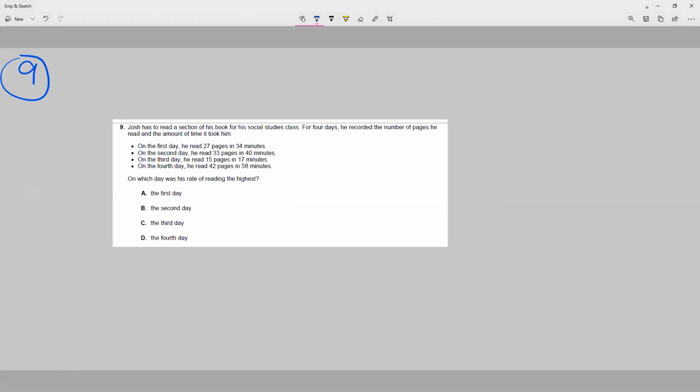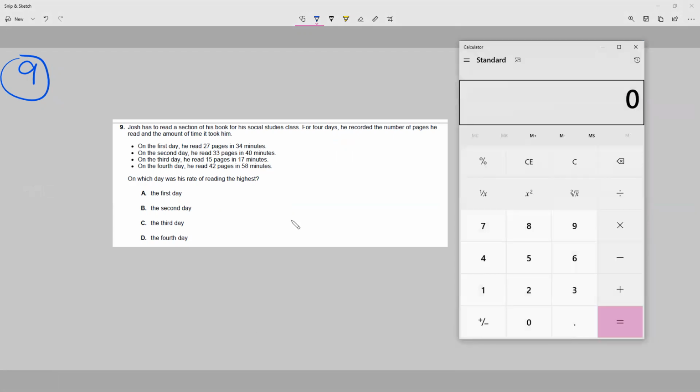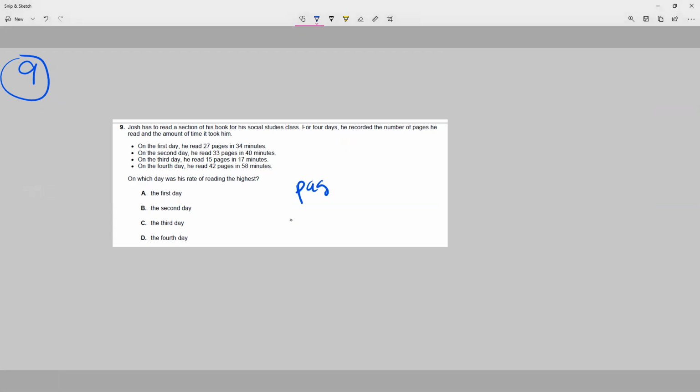All right, Josh had to read a section of his book for 4 days. He recorded the number of pages. It shows you that list there of how many pages he read on which day, based on how many minutes he also read. So I'm going to pull my calculator back up, and I'm going to look at it like, if I'm looking for the rate that he's reading, I'm really looking at pages per day.